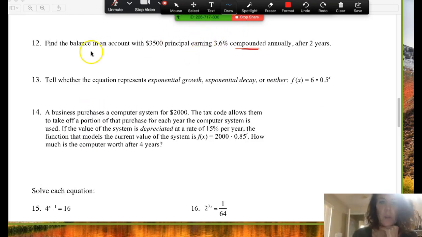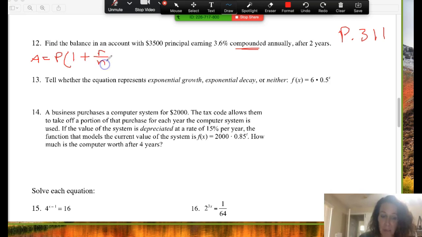All right. Okay, number 12 asks us to find the balance in an account with $3,500 principal, earning 3.6% compounded annually after 2 years. First of all, it helps to know that compound interest formula. I think in your book it's on page 311, and this is the formula. The amount you're going to have will equal the principal times 1 plus your rate divided by the number of times you're going to compound it per year, raised to the number of times you compound it times the time. And that's what the formula looks like for compound interest.